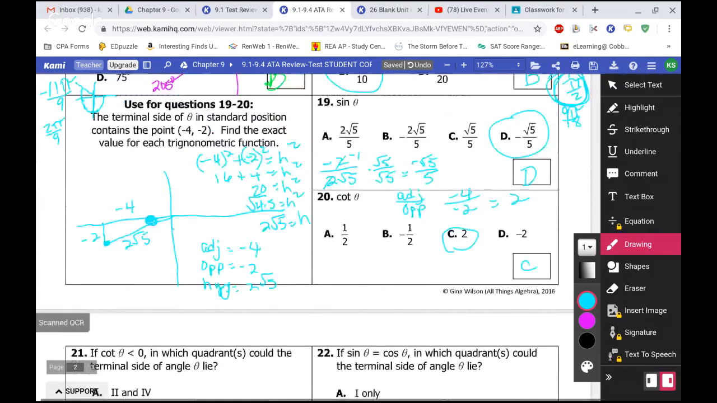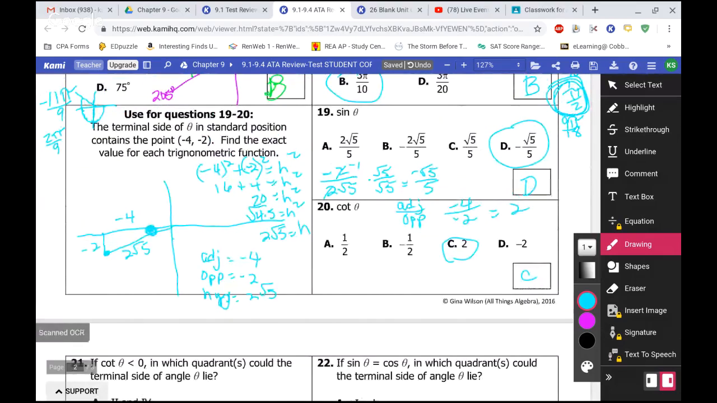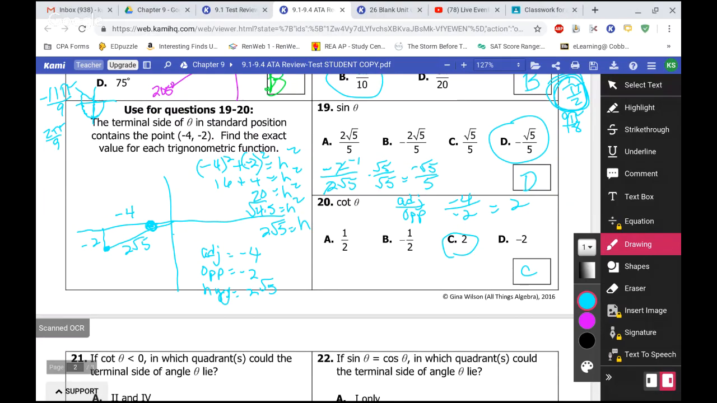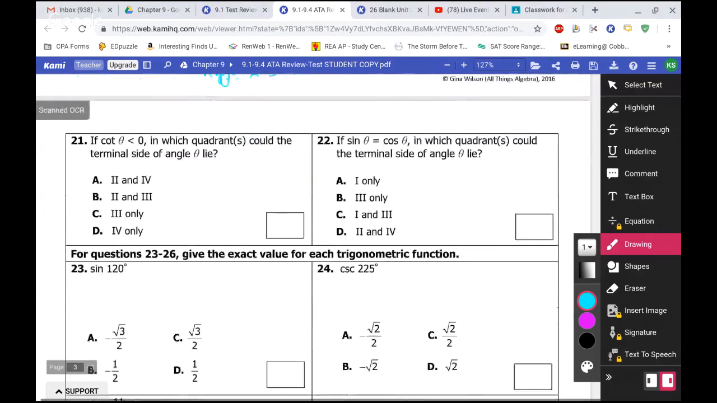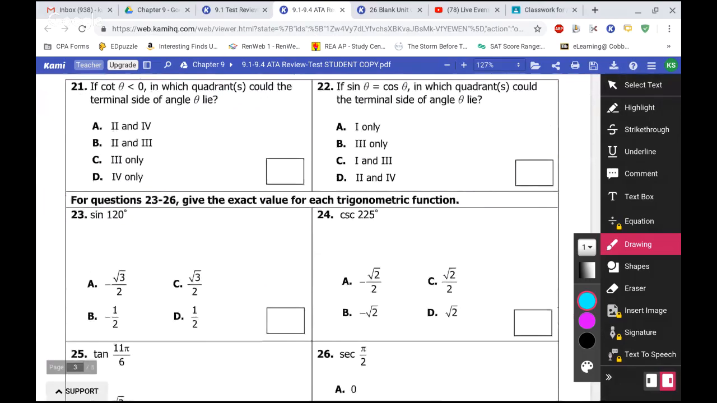Does that make sense to you guys? When it is a non-unit circle trigonometric function and you're using coordinates, it's always a good idea to give yourself a little word picture, to try and figure out where it is. And the terminal side just means that's where my hypotenuse is going to be. Okay, so hopefully that helps. So that's a non-unit circle trigonometric problem.